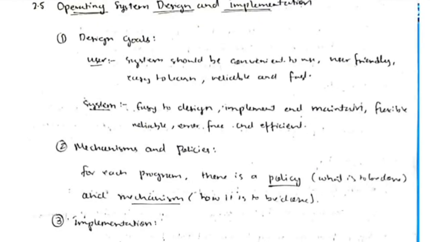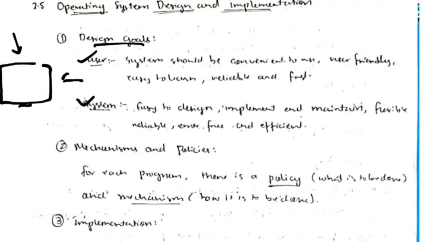Okay, the next topic: we'll be looking at the things to keep in mind before designing an operating system. Firstly, the design goals are different for the user and the developer. For the user, the design goal will be that it should be easy to use, user friendly, and easy to learn. Those are the user requirements. The system requirements are that it should be easy to maintain, reliable, and easy to make changes in. Those things come under system requirements.